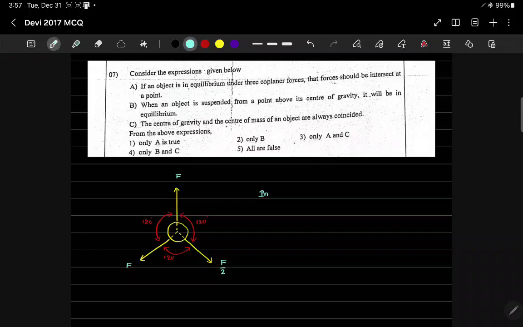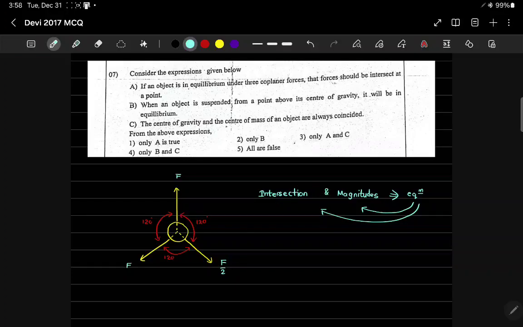So intersection and the magnitude should satisfy for equilibrium. Now if it is in equilibrium, both should be satisfied, right?